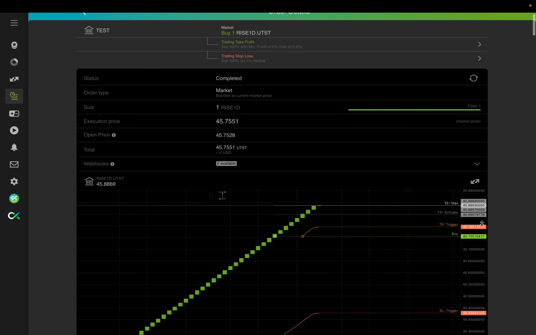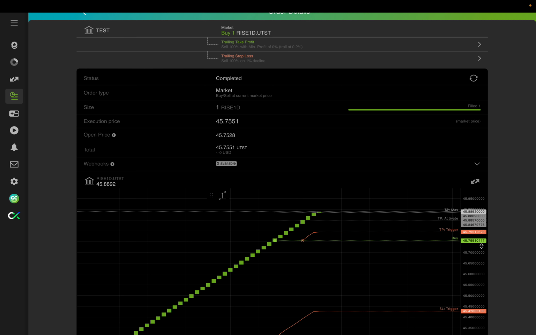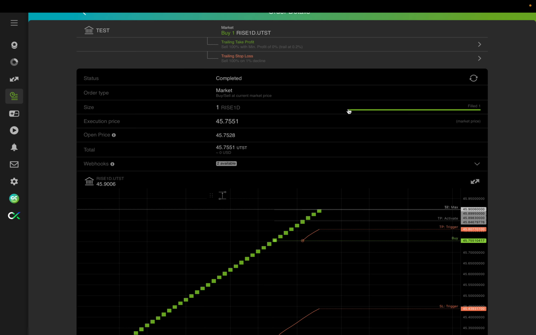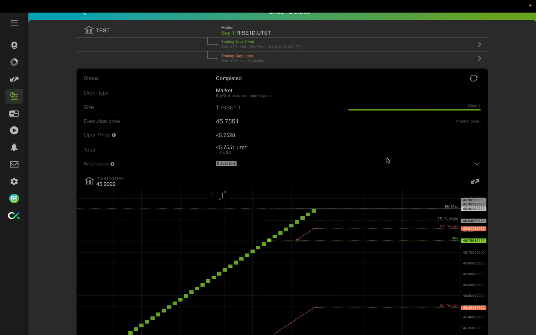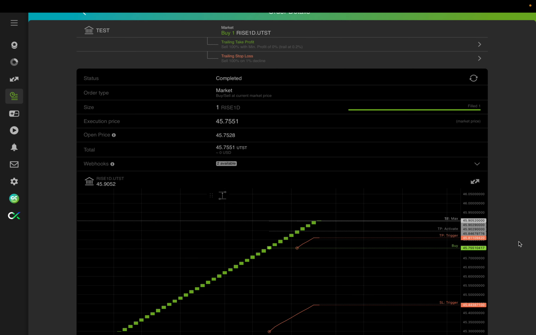So that's the way and reason to use concurrent trailing stop loss and trailing take profit. Just make sure that the trailing distance of your trailing stop loss is higher than the trailing distance of your trailing take profit, and it's going to become a powerful tool in your trading arsenal.